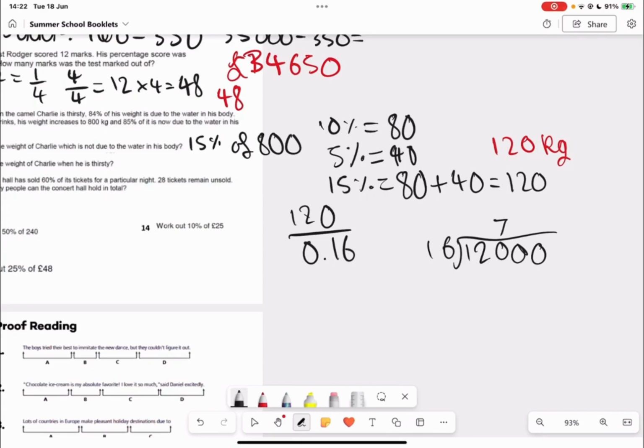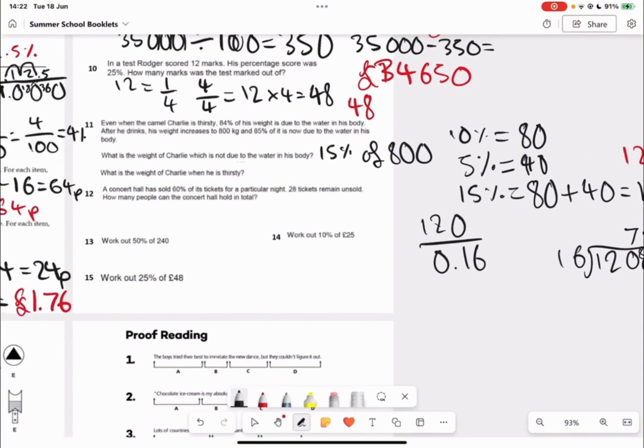And then we see that there's a remainder of 8. And then how many 16s are going to 80? That will be 5. And then 0. So the answer is 750 kilograms. Because that's the remaining weight when he isn't thirsty. That's the total.